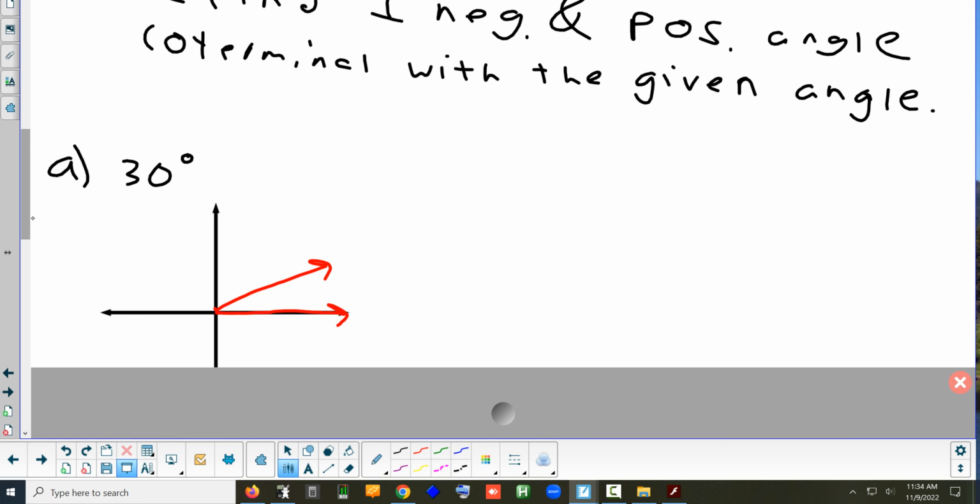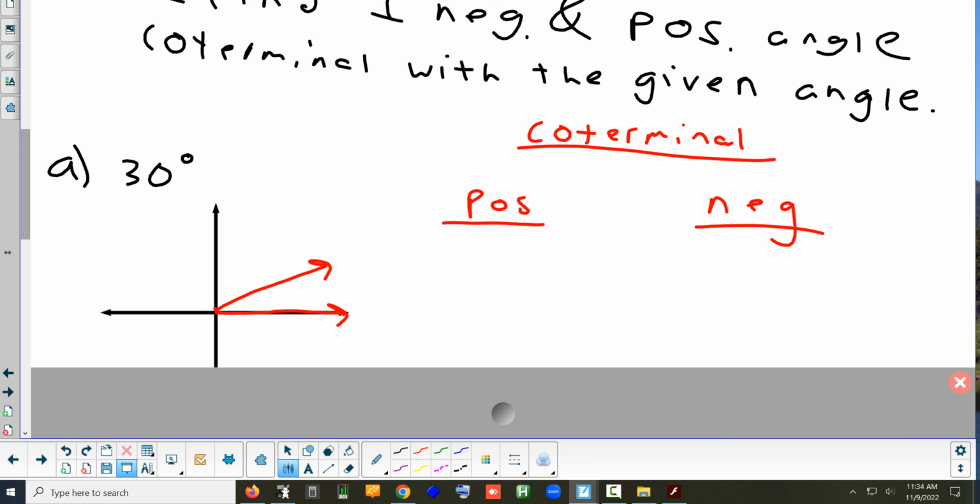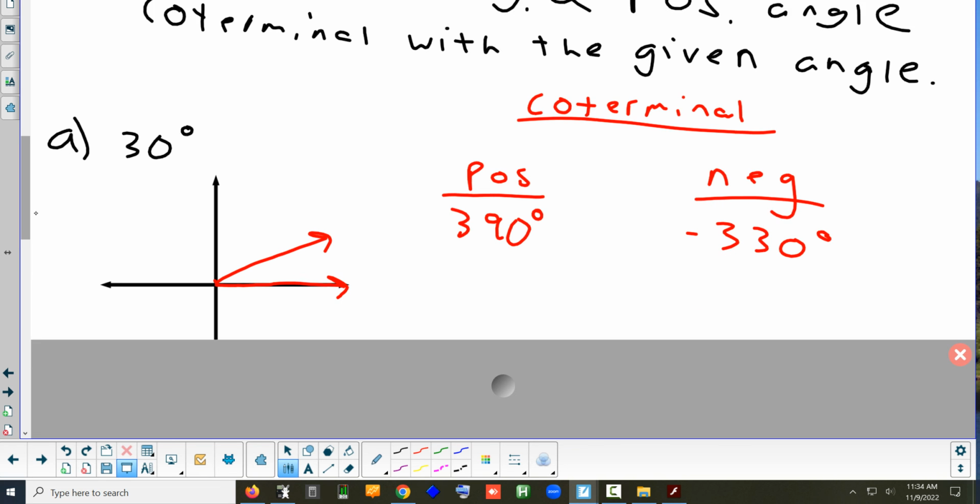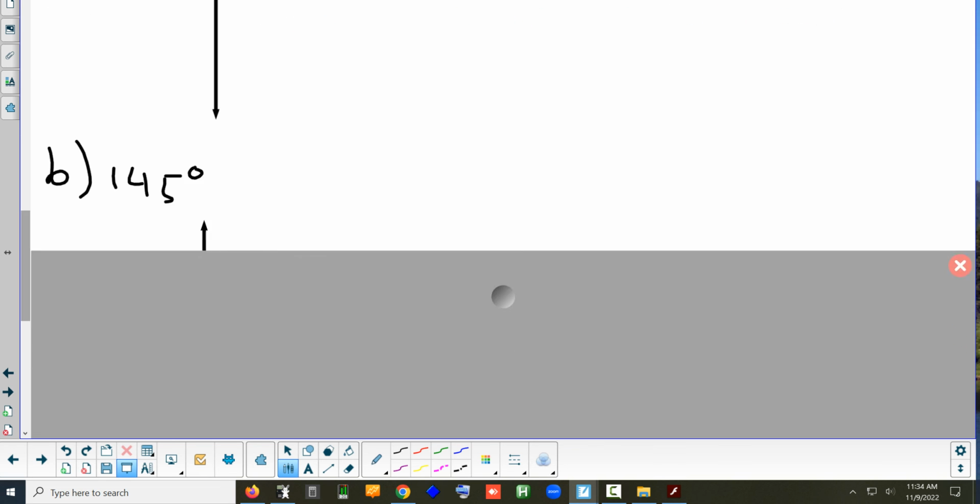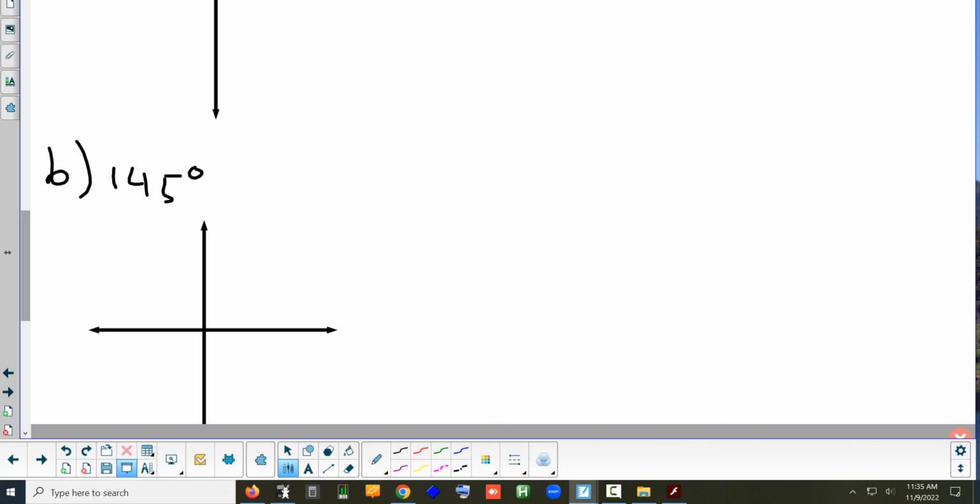All right, and let's find an angle that is coterminal and positive. What's an angle that is coterminal with 30 degrees and positive? 390. What's an angle that's coterminal and negative? Negative 330. Good. Right, let's do 145.